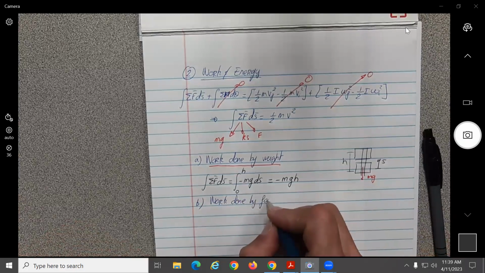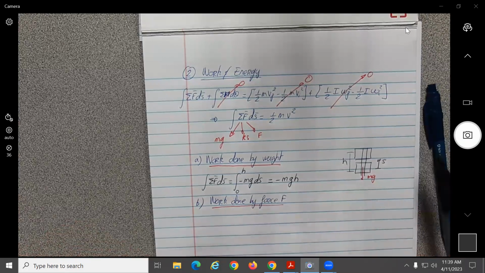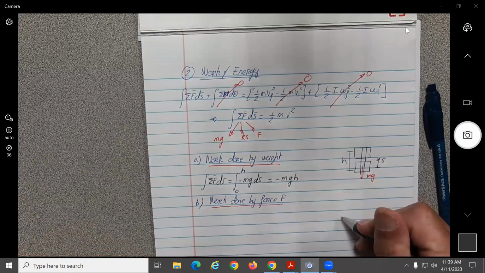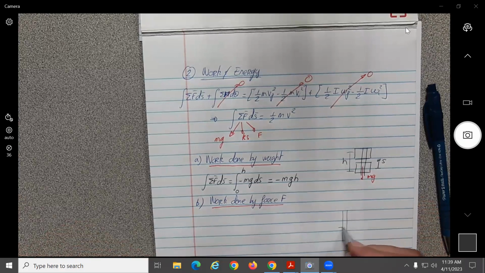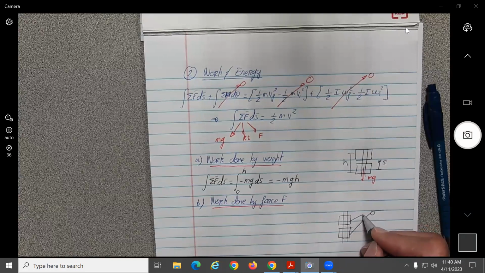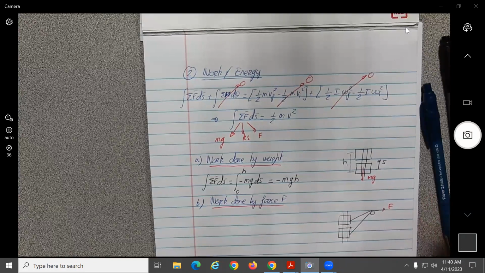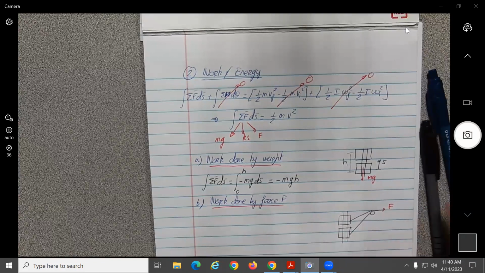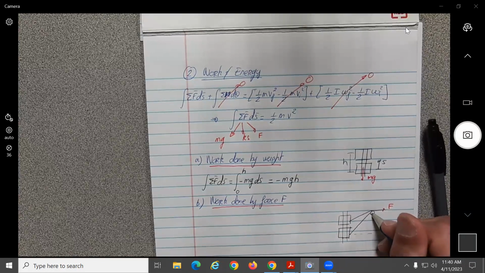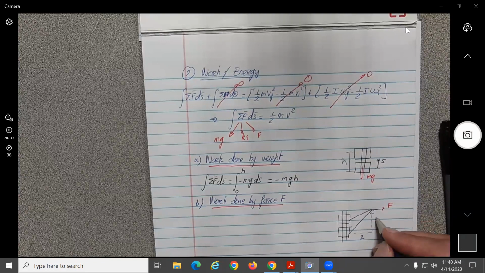by force F. So here, what do we have? We have our system again over here, that is going through the pulley. What was this one? 2 and 3.